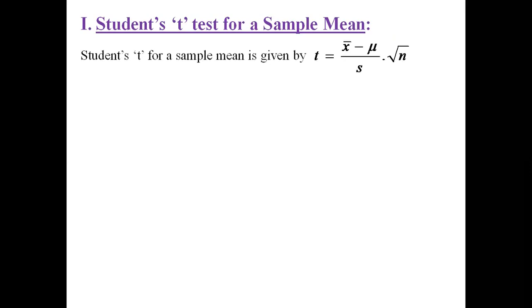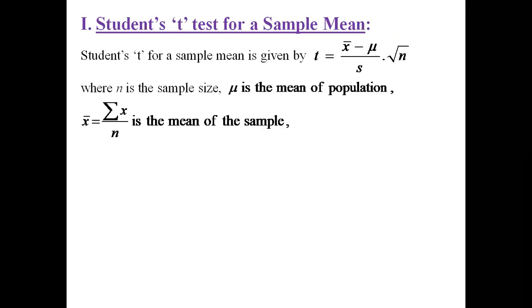So under Student's t, we have it for a single sample and for two samples. First we will discuss Student's t test for a sample mean. Student's t for a sample mean is given by t equal to x bar minus mu divided by S into square root of n, where n is the sample size, mu is the mean of the population, x bar is the mean of the sample given by the sum of all x values divided by n.